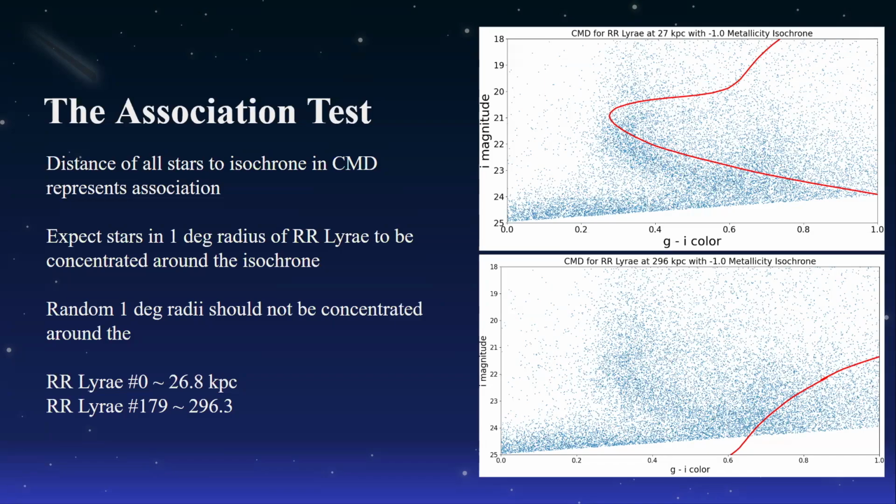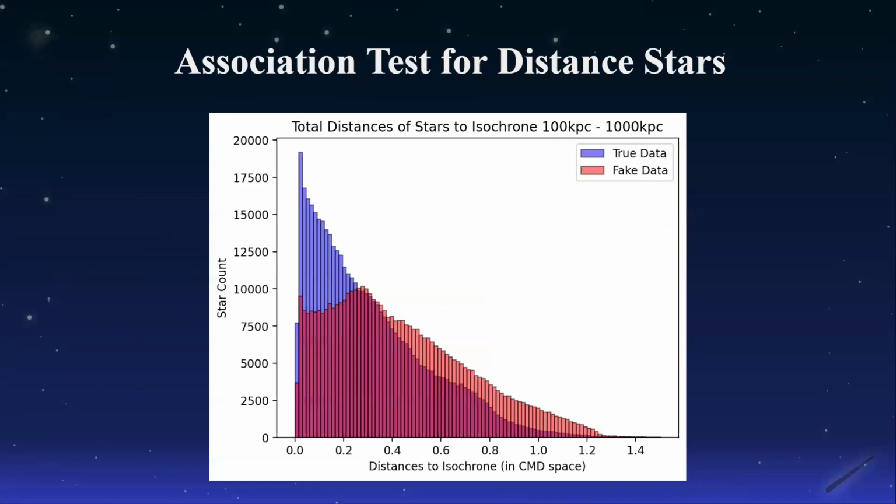And to do that, we plotted it on something called a histogram. As we can see here, for our true data, we had a really large concentration around 0, whereas our fake data did not follow the same pattern, showing us that we truly had some promising results.